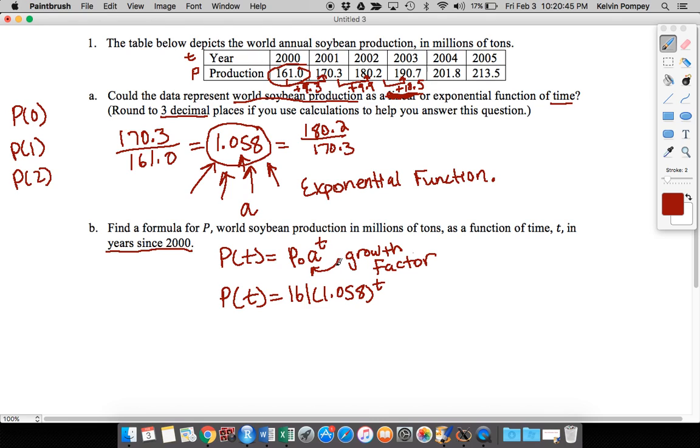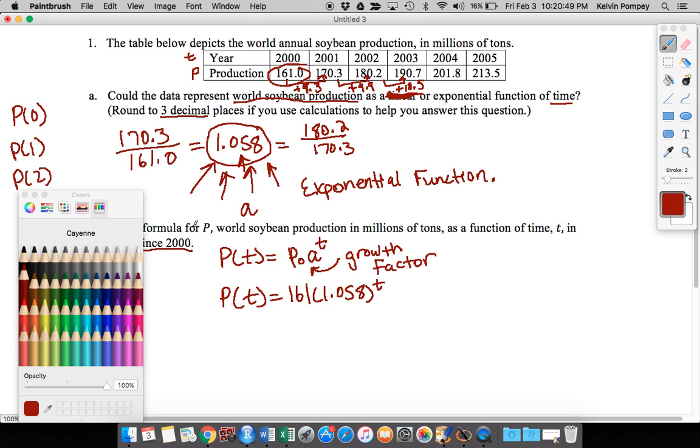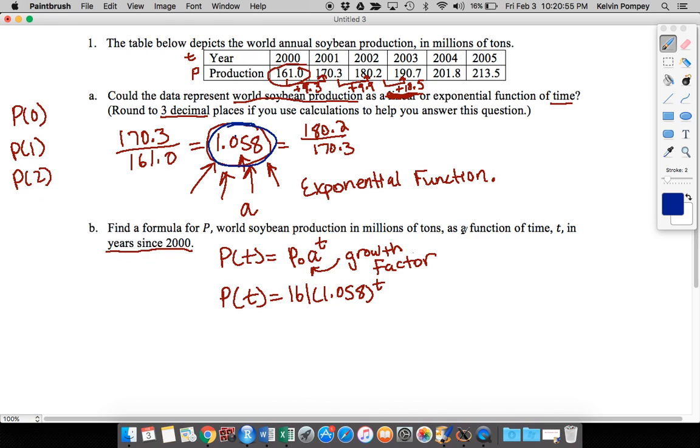Another way that you can do that, if you didn't know that this 1.058 to the t was your growth rate, is you can use your generic formula.